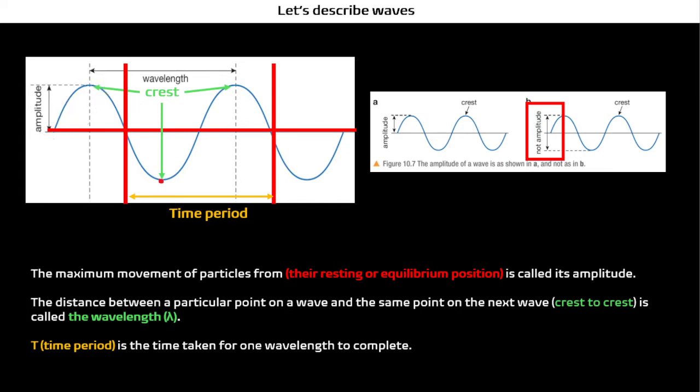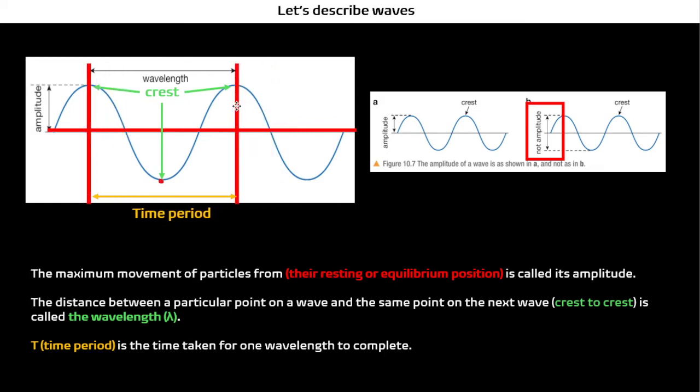All right. So the length of a wave is the distance from one particular point on a wave to the same point on the next wave. Okay. So let's see an example. Right now, this is a wave. This is a wavelength, one complete wavelength.